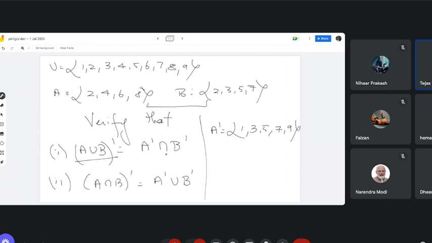It says intersection symbol. I'll put the same symbol here. I have not performed the operation yet. I'm just trying to put the same symbol. I'll find B complement or B dash. What does B dash mean? Elements which are there in universal set, but not in B.